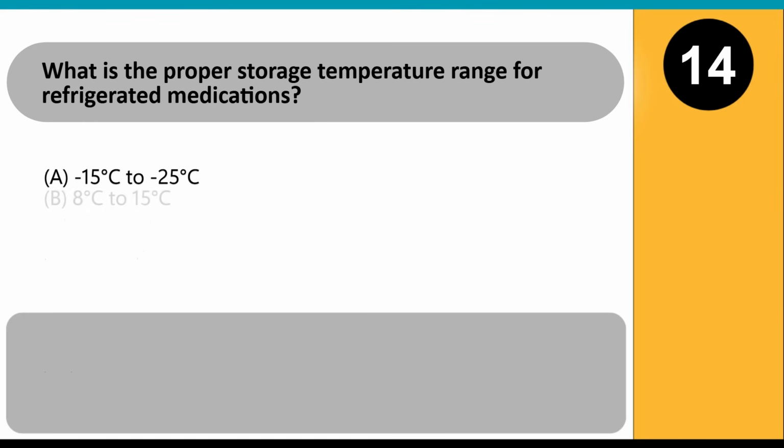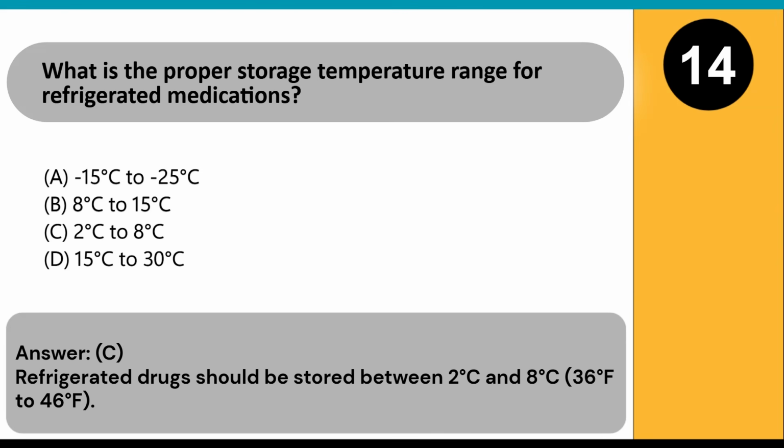What is the proper storage temperature range for refrigerated medications? A. -15 degrees Celsius to -25 degrees Celsius. B. 8 degrees Celsius to 15 degrees Celsius. C. 2 degrees Celsius to 8 degrees Celsius. D. 15 degrees Celsius to 30 degrees Celsius. Answer: C. Refrigerated drugs should be stored between 2 and 8 degrees Celsius, 36 to 46 degrees Fahrenheit.